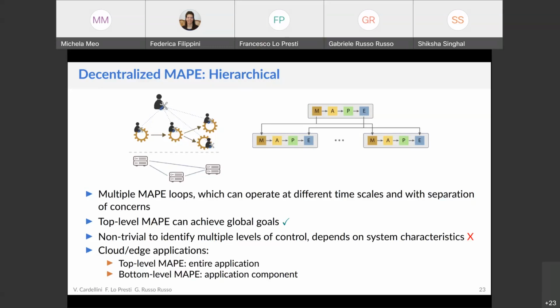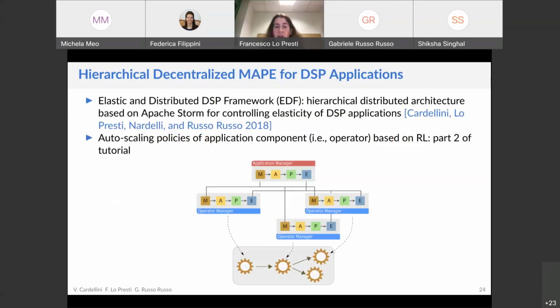And for example, we have used this hierarchical pattern to extend the architecture of Apache Storm, which is a framework in the context of data stream processing, to control the elasticity of data stream processing applications. And you will see in some minutes with Francesco the planning policies that we use and that are based on reinforcement learning.